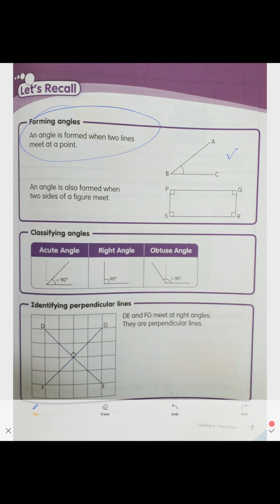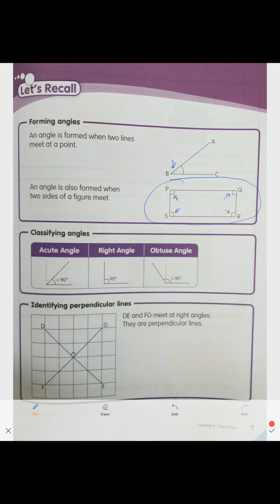Look at this example over here. Right, two lines, and here is the angle. An angle is also formed when two sides of a figure meet. For example, you can see this rectangle over here, right? And those are angles, right?